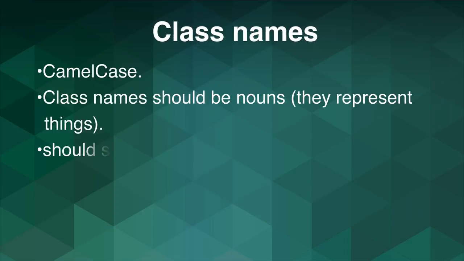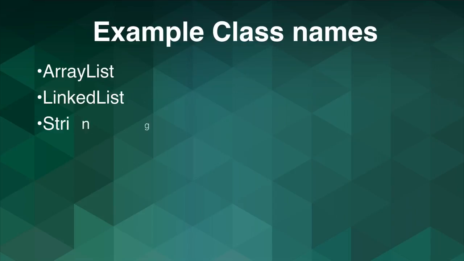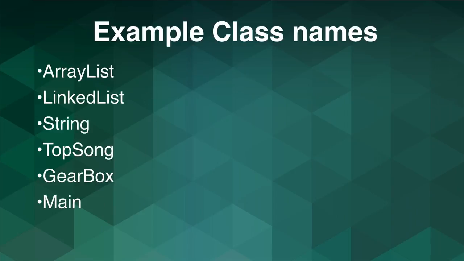Okay, let's move on to class names now. Now, class names should use camel case. The class names should also be nouns because they represent things. They should start with a capital letter, and each word in the name should also start with a capital. For example, LinkedList, as you can see there, with a capital for the word Linked and a capital also for the word List. Now some example class names: ArrayList, LinkedList, String, TopSong, Gearbox, and Main, as you can see there. And again, we're capitalizing each word for the class name.